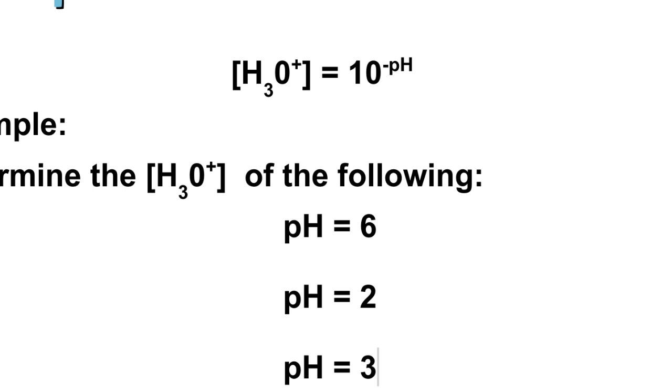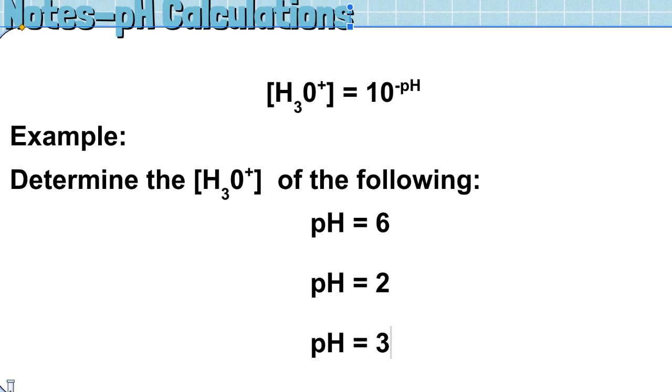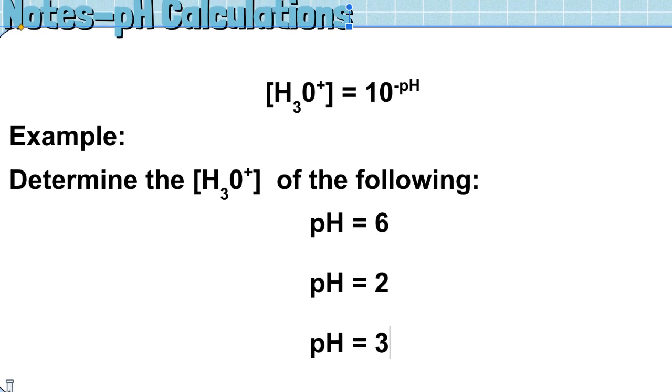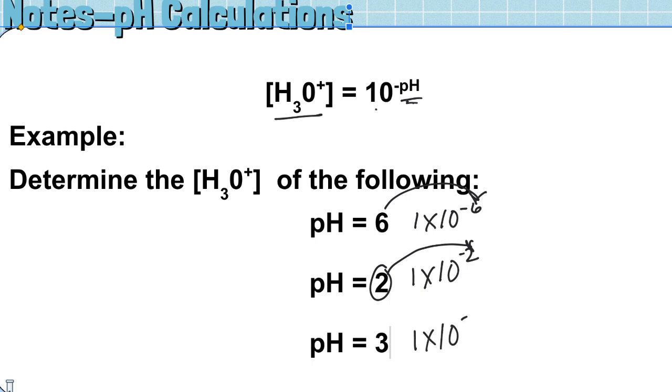Now in the next section, we're going to be going backwards. On this problem, we're going from the pH to the hydronium ion concentration. If you know the pH, you should be able to find the concentration of hydronium or hydroxide ions, because we're just going to go backwards. We're going to say 10 to the negative of that exponent. So a pH of 6 is going to be 1 times 10 to the negative 6th. A pH of 2 is going to be 1 times 10 to the negative 2nd. I'm just going to put my pH in for my exponent. A pH of 3 is going to be 1 times 10 to the negative 3.